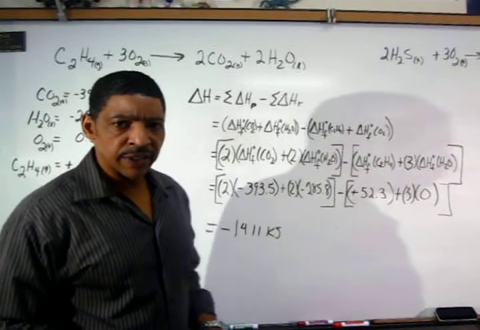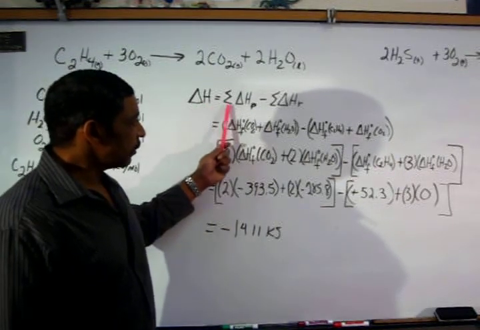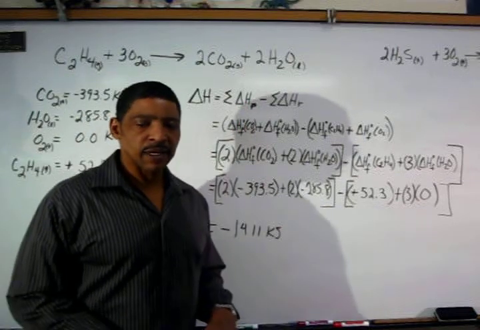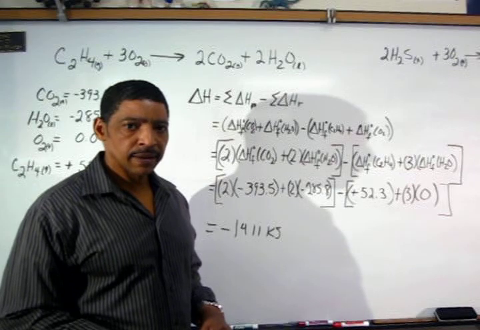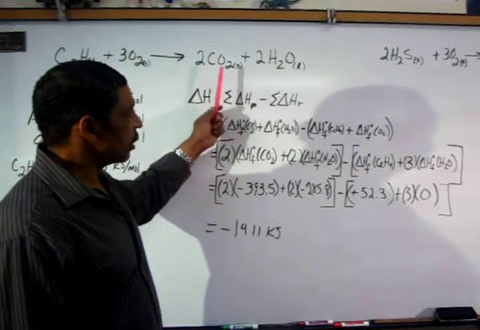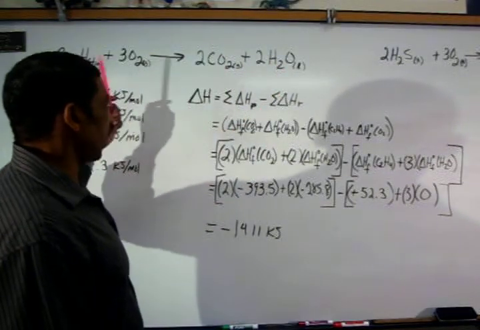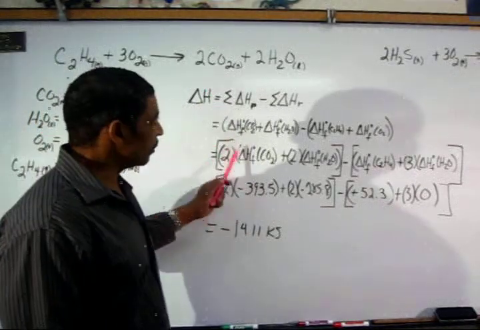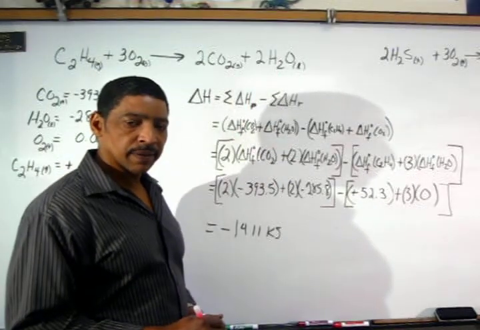Now simply use the delta H formula, where delta H is equal to the sum of the heats of formation of the products minus the sum of the heats of formation of the reactants. In this case, the products are carbon dioxide and water, and the reactants are ethene and oxygen gas. There are 2 moles of carbon dioxide on the product side and 2 moles of liquid water.